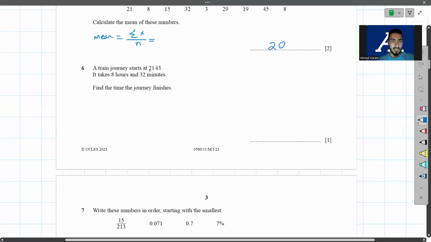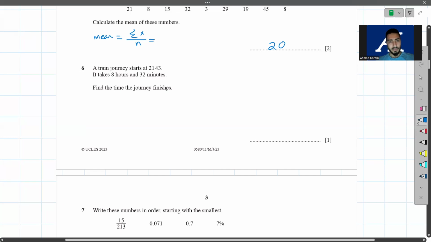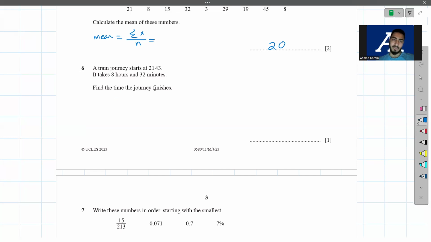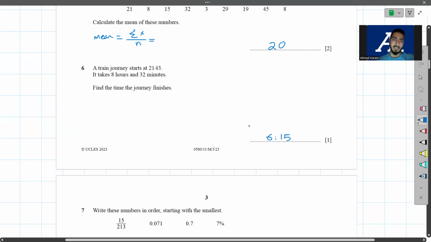A train journey starts at this time and takes 8 hours 32 minutes. Find the time it finishes. So I'm going to add 21, 43 plus 8, 32, which is equal to 30:15. So the journey finishes at 30:15, but actually we don't have the time 30:15, the maximum is 24. So I'm going to subtract 24 hours. So it's 6:15 the next day.